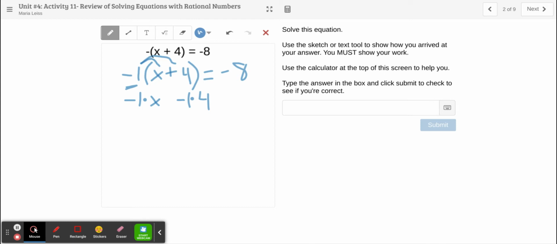So negative 1 times x gives me negative 1x. Negative 1 times 4 gives me a negative 4. I don't need to put the plus. And then equals our negative 8. Now I have a two-step equation. What can I undo? Yep, first thing I should undo is this minus right here.